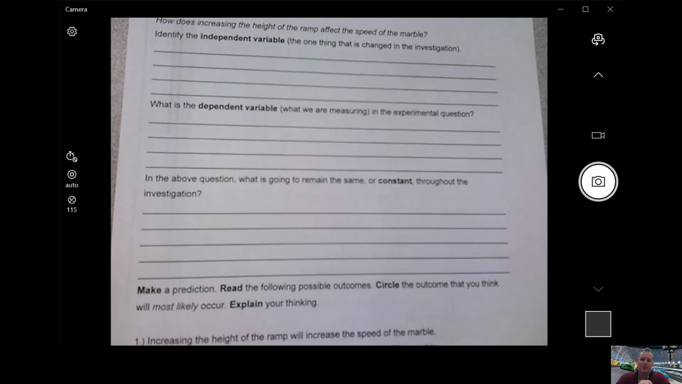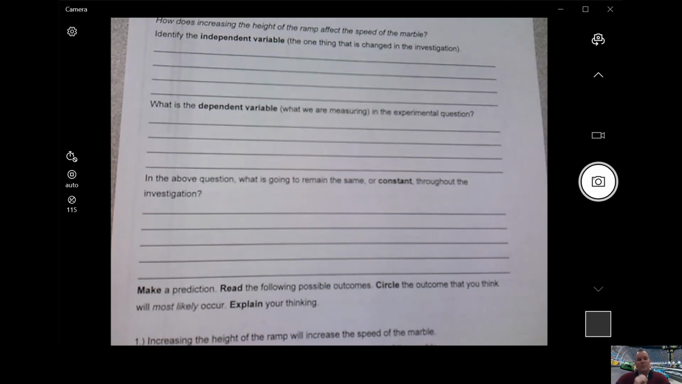And if each group follows these rules, your data will come out really nice. You won't have data that's all over the place. Because in an experiment, we only change one variable. And remember, the one thing we're changing here is increasing the height of the ramp. So we've got to keep everything else constant.